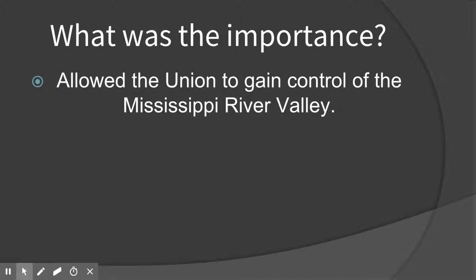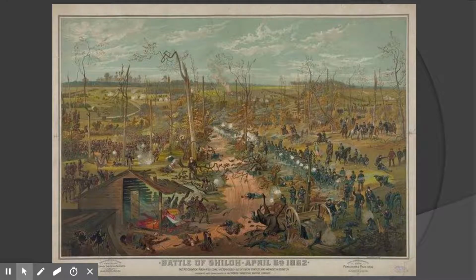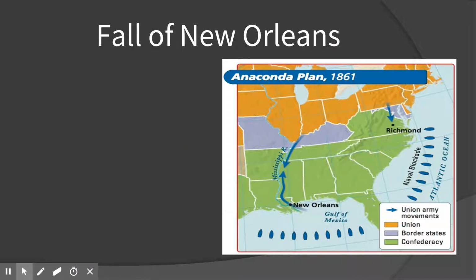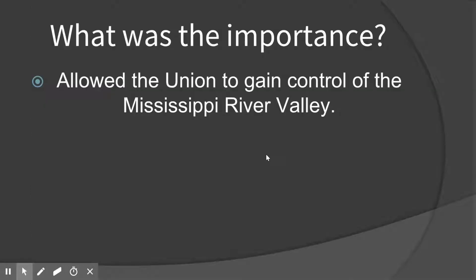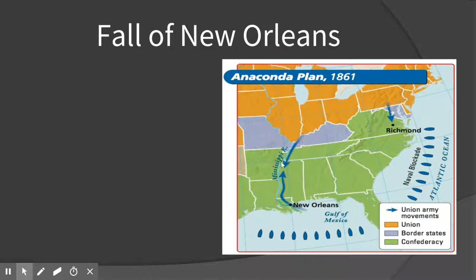And why is it important? It allowed the Union to gain control of the Mississippi River Valley. So if you're trying to figure out who the winner is, it's obviously the Union or the North. All right, so if we look here, we are gaining control of the Mississippi River Valley here in the north. Okay, that's what we just completed.